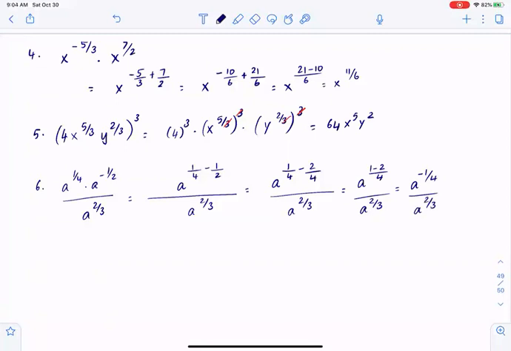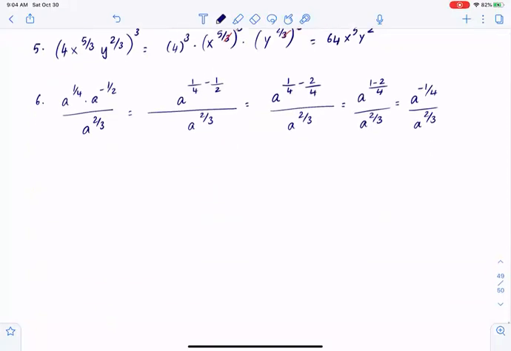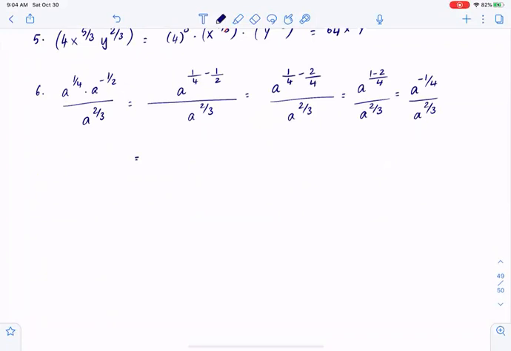Divided by a raised to 2/3. I'm going to move the negative exponent from the numerator to the denominator so that I just have positive exponents in the denominator.